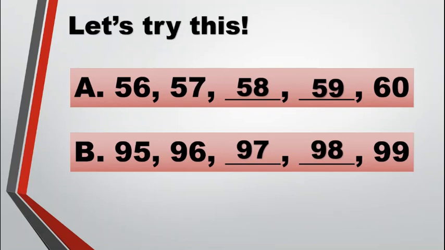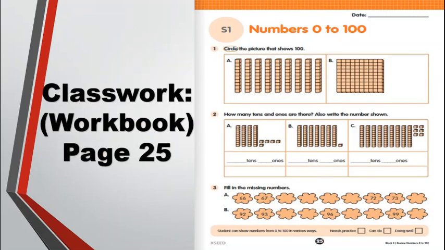Now that you know how to find the missing number and count how many tens and ones we can form in a number, I want you to open your classwork workbook on page 25. That is Seatwork number 1, numbers 0 to 100. Again, open your workbook on page 25, Seatwork number 1, numbers 0 to 100.